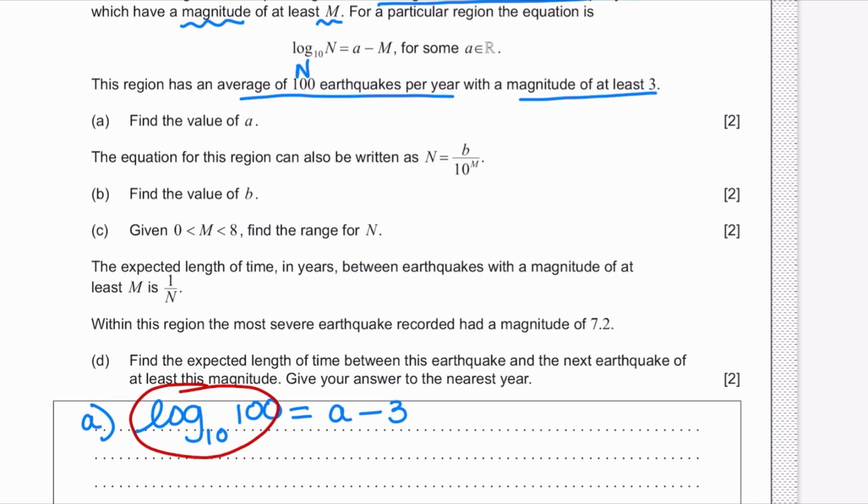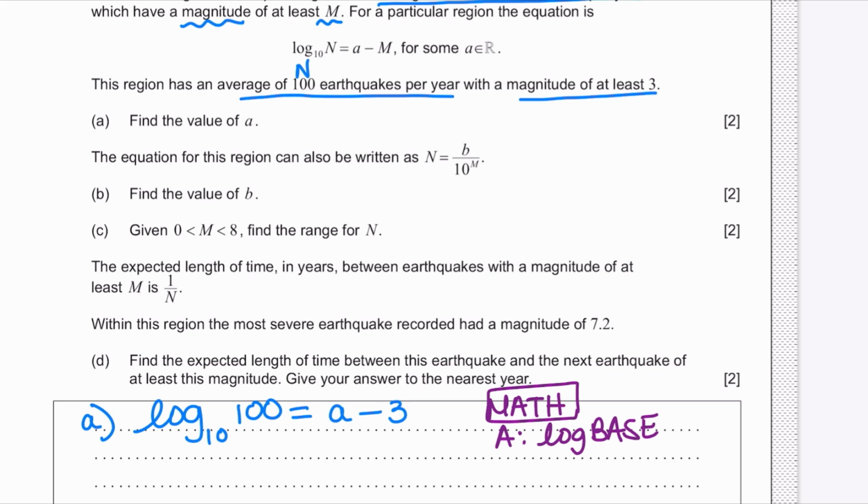But let's say that you don't know that, which is fine. You can go to your calculator on the TI-84. You can go to math. You can now go to part A, which is log base. And then you can enter the log base 10 of 100, and it's going to tell you that that's equal to 2. So this means that 2 is equal to A minus 3. And if you add 3 to both sides, that means that A is equal to 5, and that's the answer.